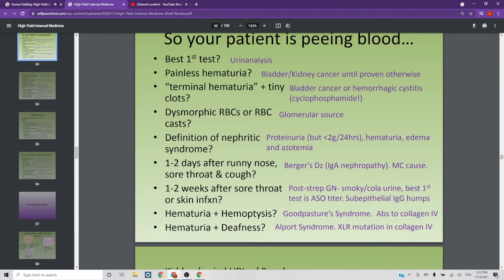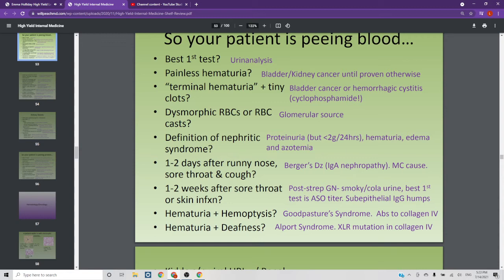And so what if you're peeing blood 1 to 2 days after a runny nose, sore throat, and cough? This is the most common cause of nephritis. What? Not 1 to 2 days later. And this is after like a virus. Runny nose, cough, kind of like flu-y type stuff.